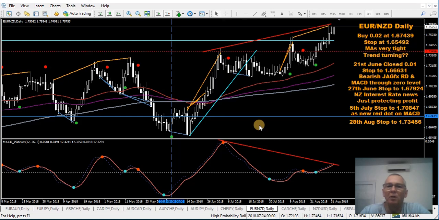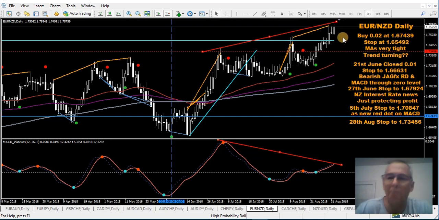Euro New Zealand, I'm still in this buy trade. I stopped out of my sell trade last week sometime. But this buy trade back here, where's that? June sometime, isn't it? Yeah, 6th of June. And the price is still going up, MACD is still going down. So again, we still could be looking for sell trades here. And we'll just keep on moving this stop up on the buy trade and locking in as much profit as possible.